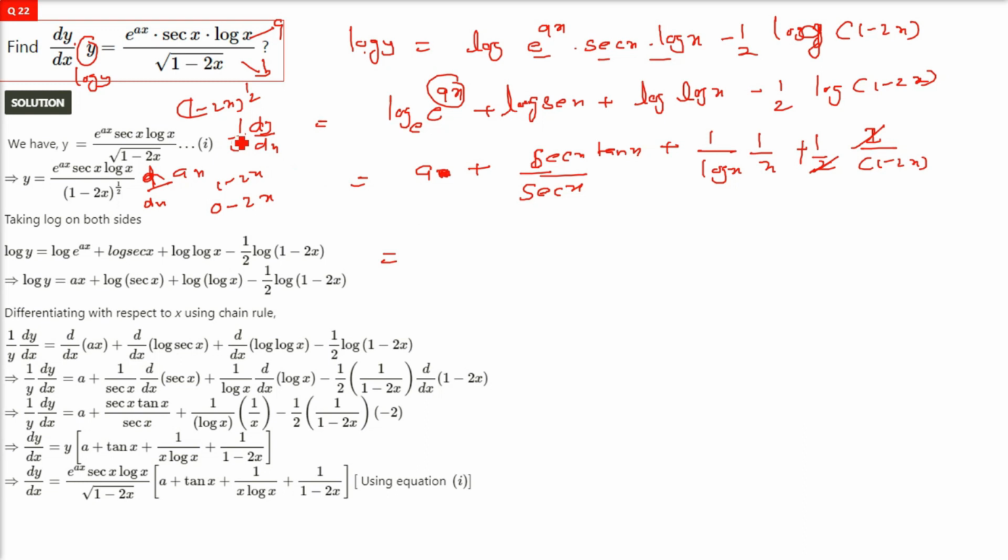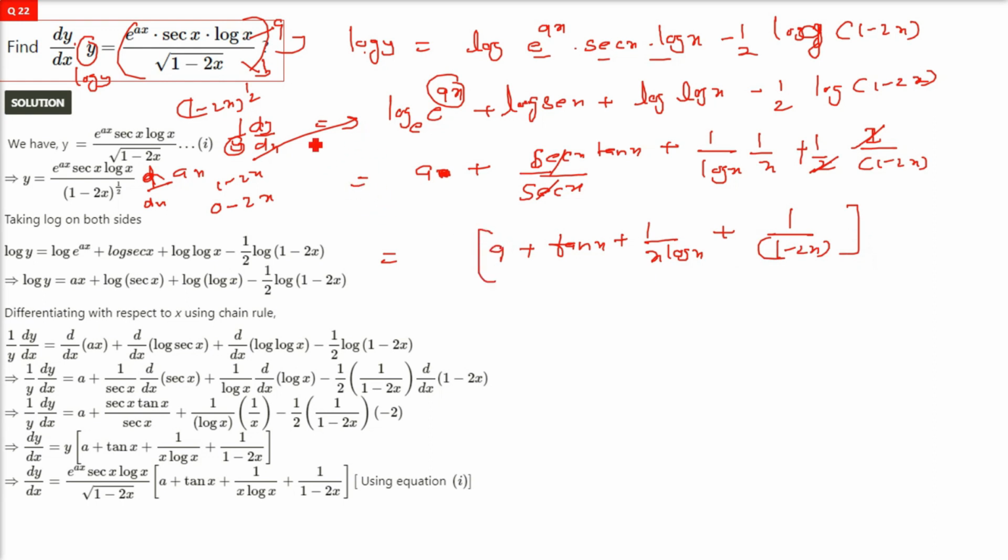So what will you get? See, remember this y whole term will go on the right hand side in the final answer. So sec cancels, you have a plus tan x, 1 by x log x, and plus 1 by 1 minus 2x. And as I indicated earlier, this has to be taken on the right. 1 by y dy by dx, so y goes here. So this whole term you have to write. Alright? This whole term, this is the result we got.